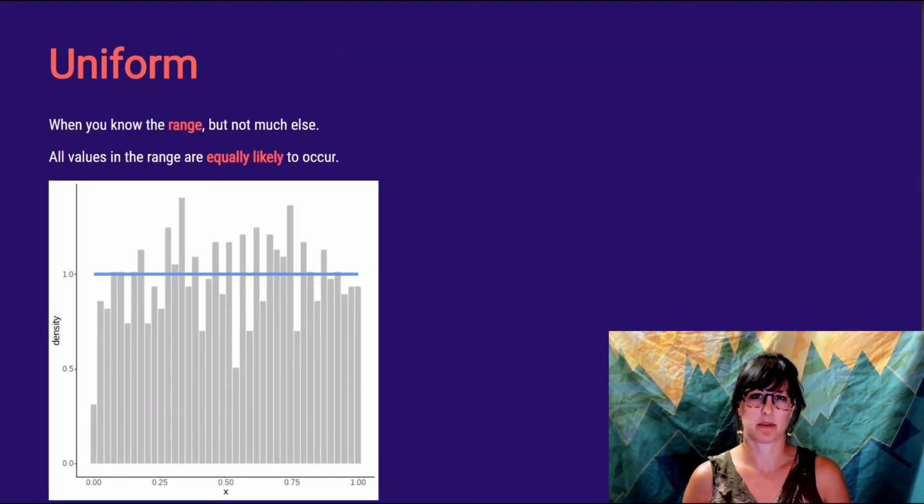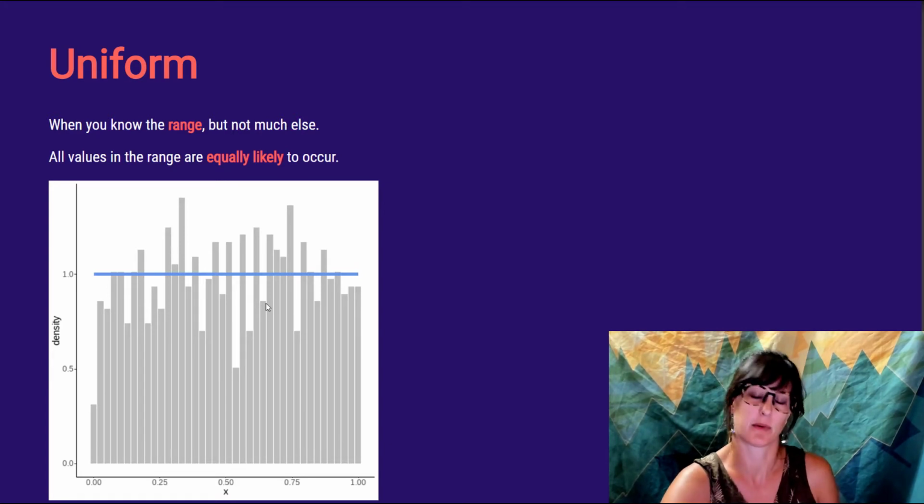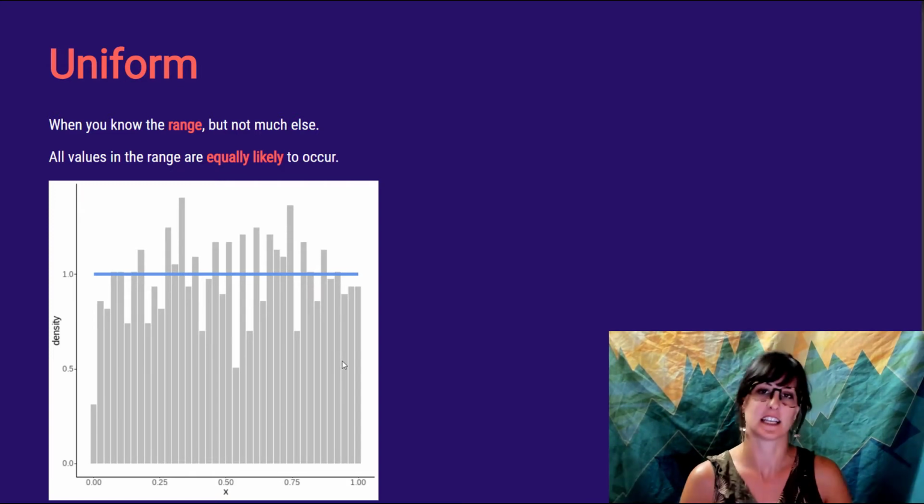The uniform distribution is kind of the most basic one. This is one where if you know the range of values that could happen for that random variable, but you know pretty much nothing else, you might assume that it comes from a uniform distribution, that all the values in that range are equally likely to occur. And so here's an example. The gray bars there are a random sample I drew. We'll talk about how to do that in a moment. The blue bar here is the actual density, it's called, the actual shape of that distribution.